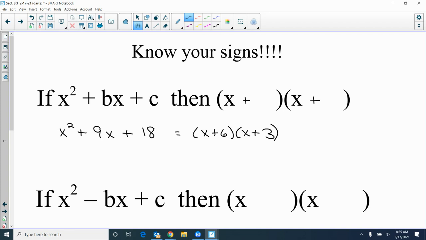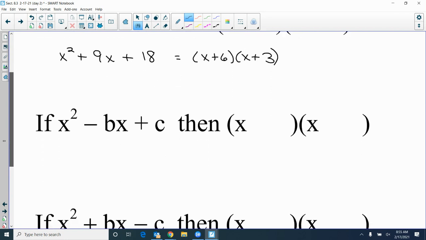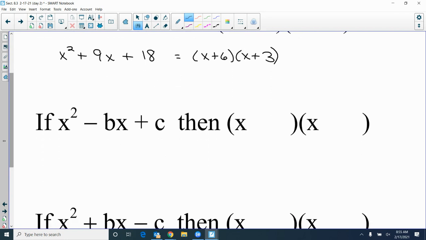Always. All right, now this next one, if it's x squared minus bx plus c, is that below it or to the right? It's to the right. What do your signs have to be? Negative. Both of them have to be negative. So just put a negative here and a negative here.